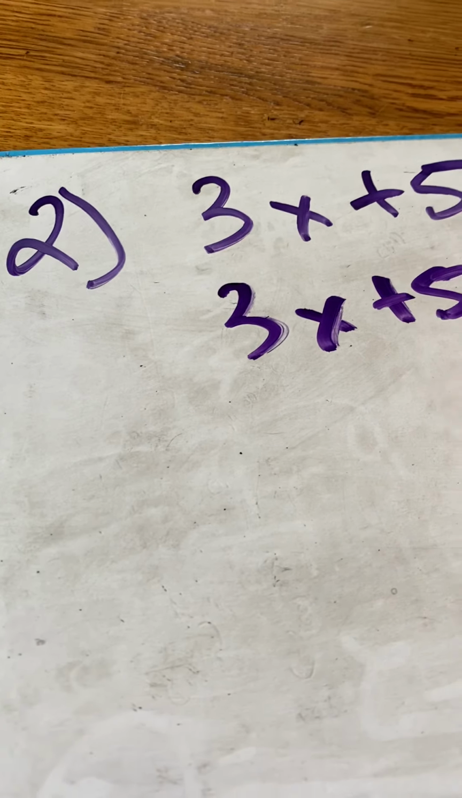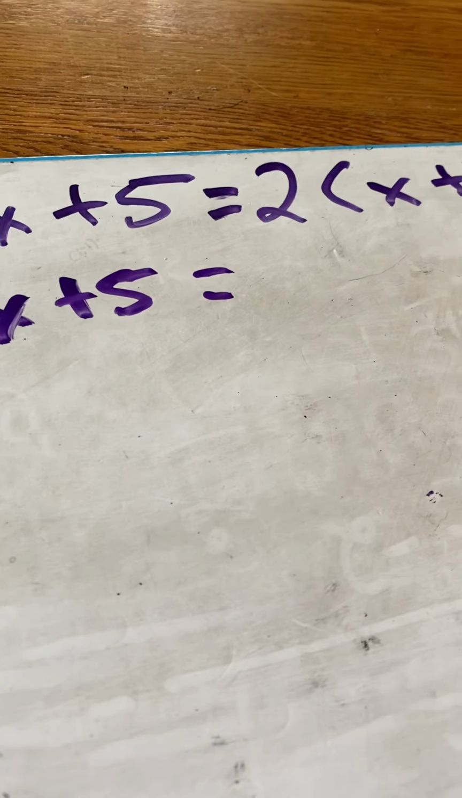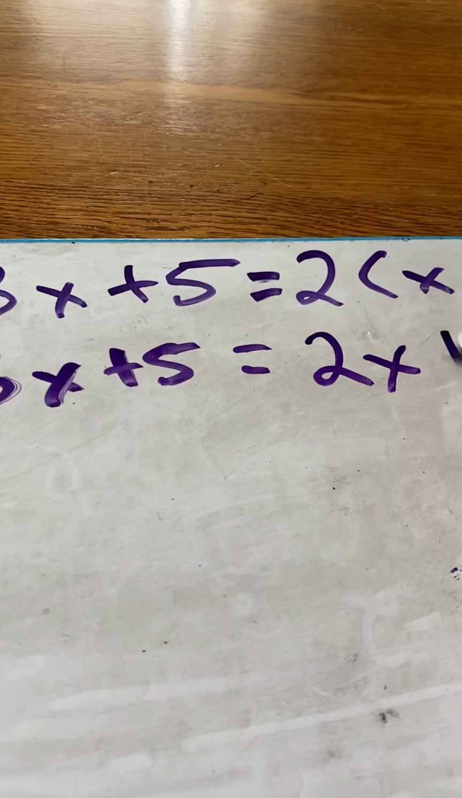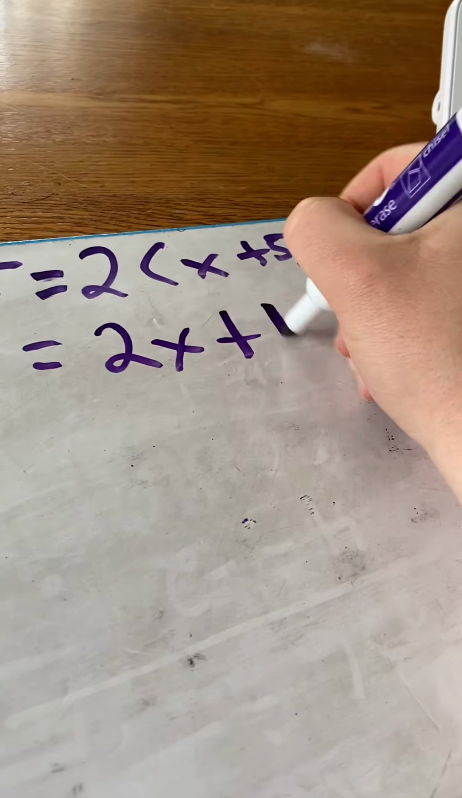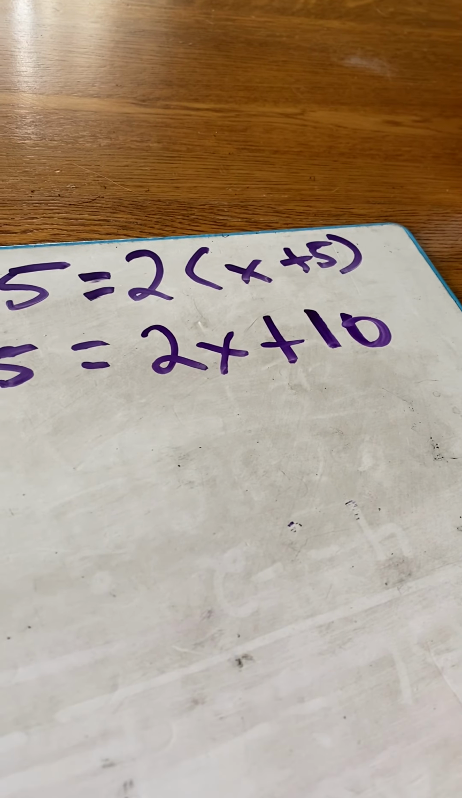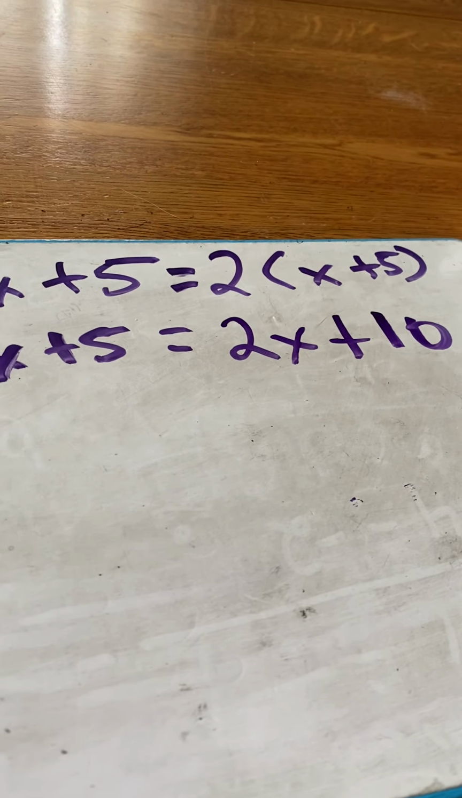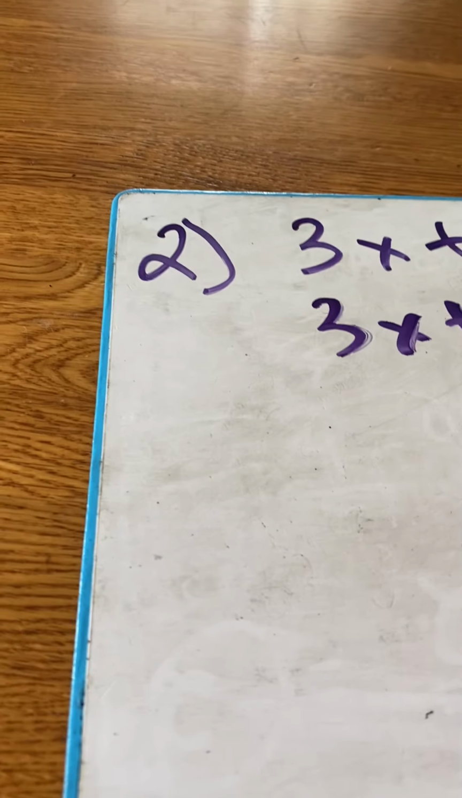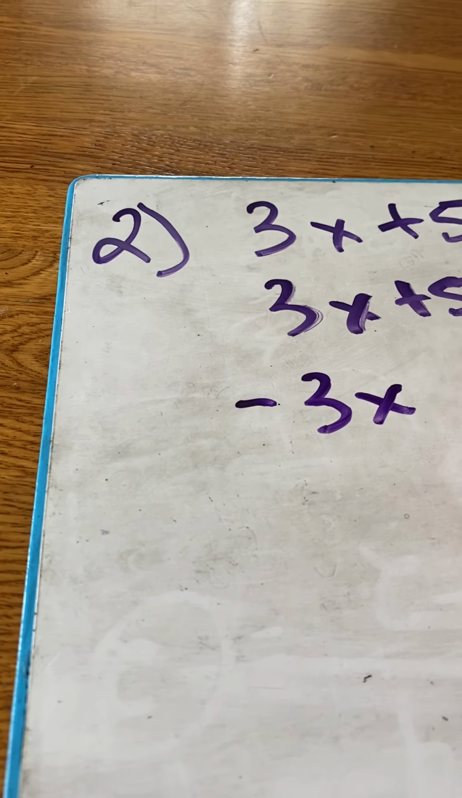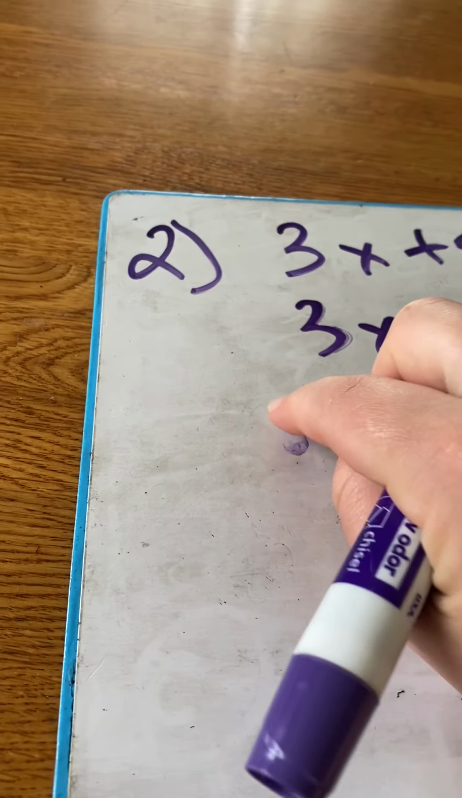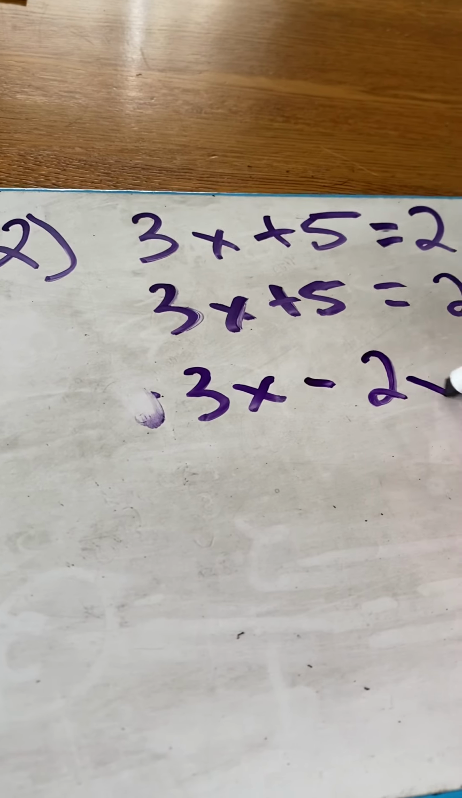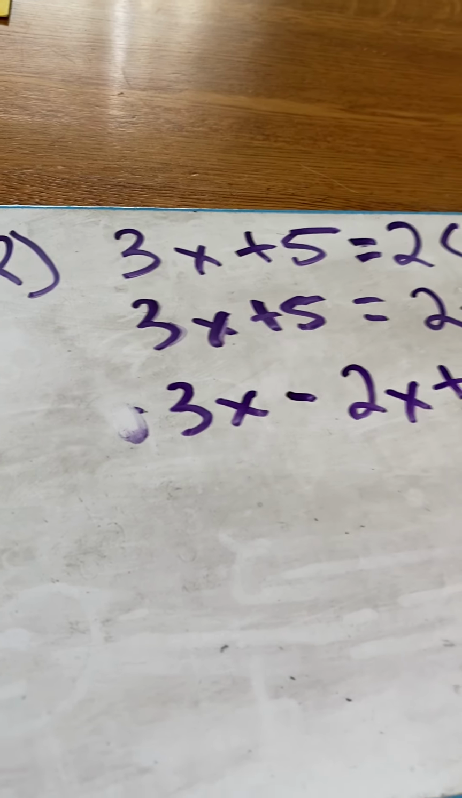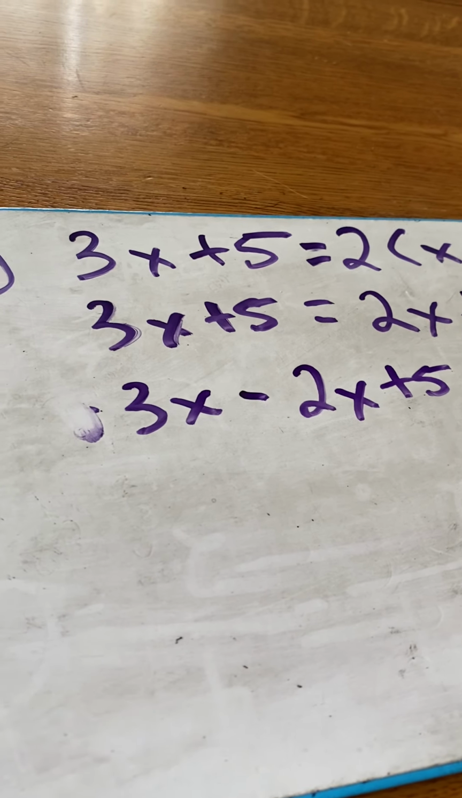There's nothing we can do on this side. So distributive property here. We all know what that is. 2 times x is 2x. 2 times 5 is 10. And now we're going to solve it how we would all the other times. So we're going to have minus 2x: 3x minus 2x plus 5 equals 2x minus 2x plus 10.